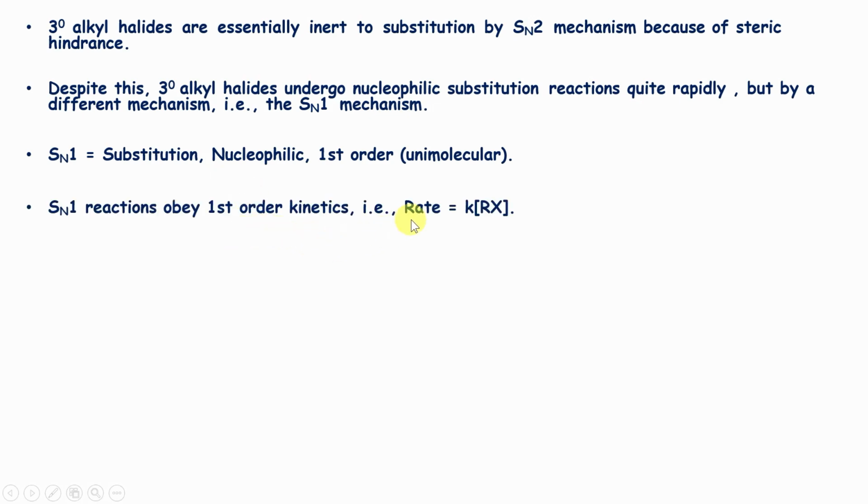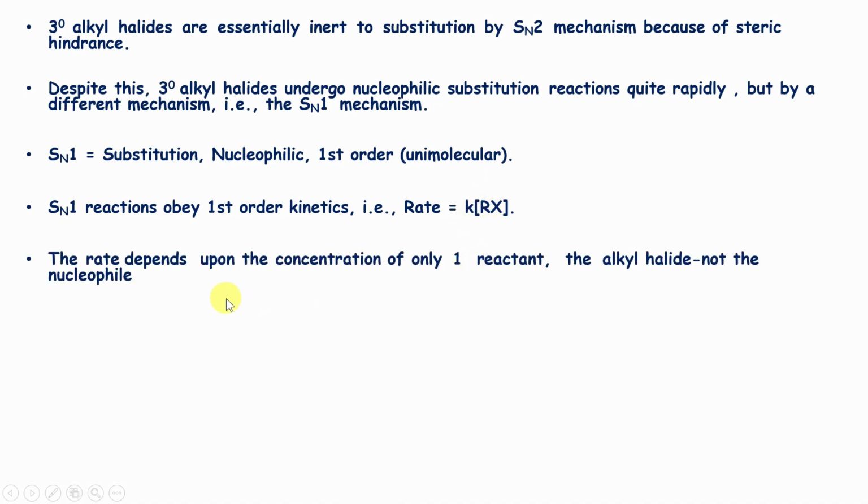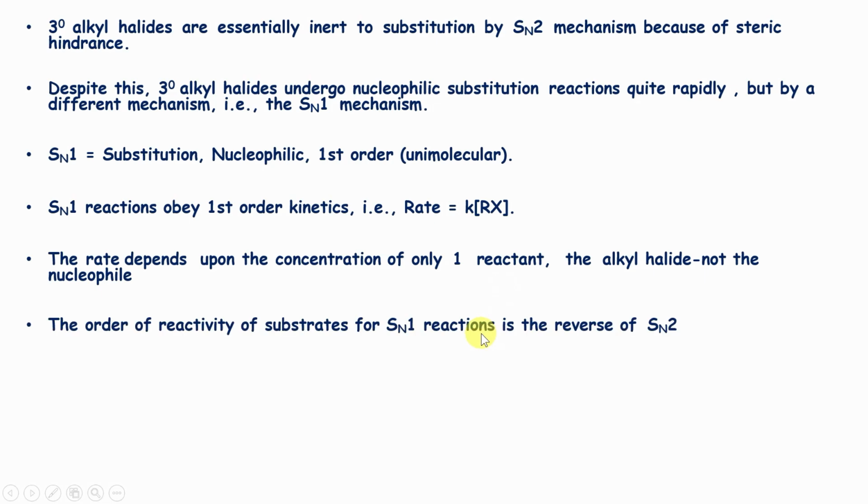That means the rate of reaction can be represented like this: rate is equal to the rate constant times the concentration of the alkyl halide, the substrate molecule, only. That is why it is a first order reaction. The rate of reaction is proportional to the concentration of substrate molecules only. That means the rate depends upon the concentration of only one reactant, the alkyl halide, not the nucleophile.